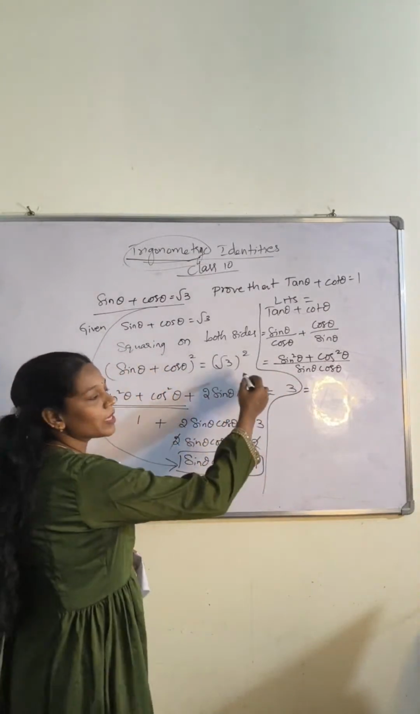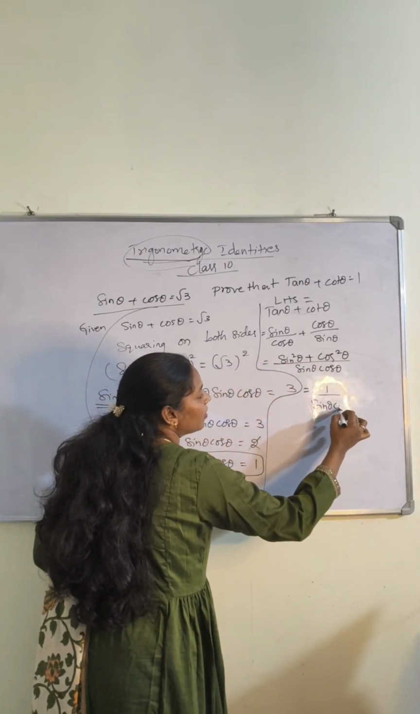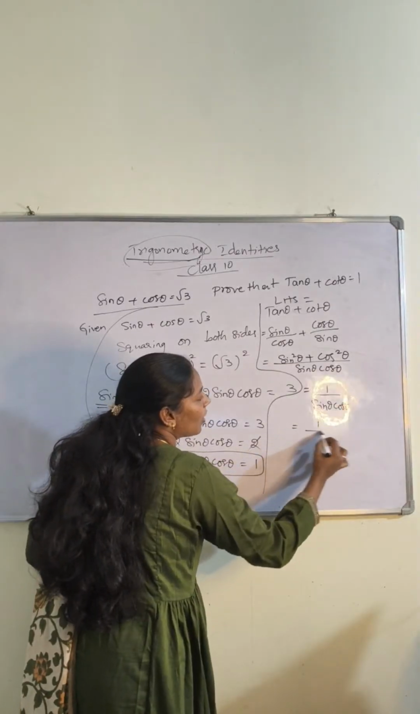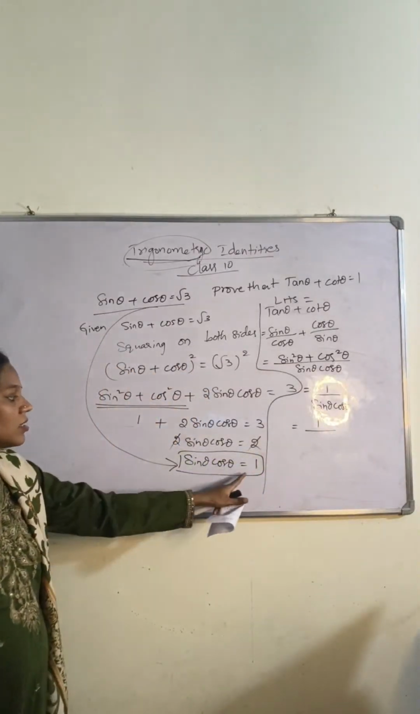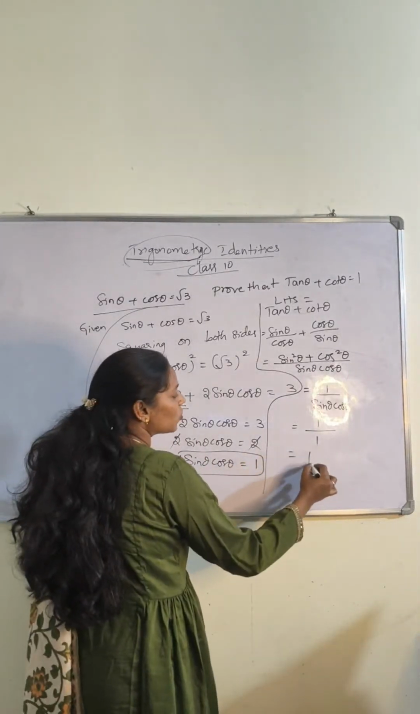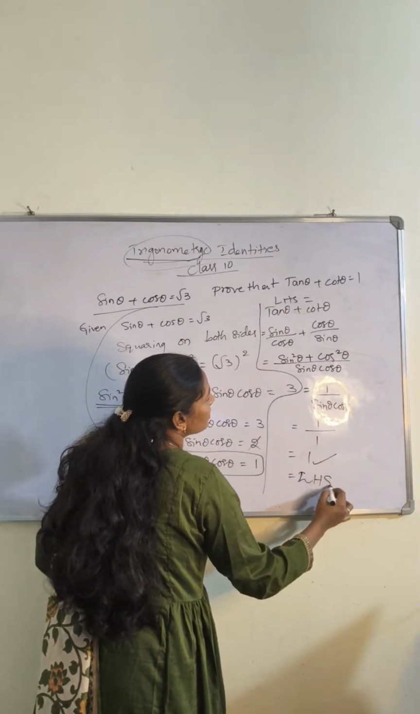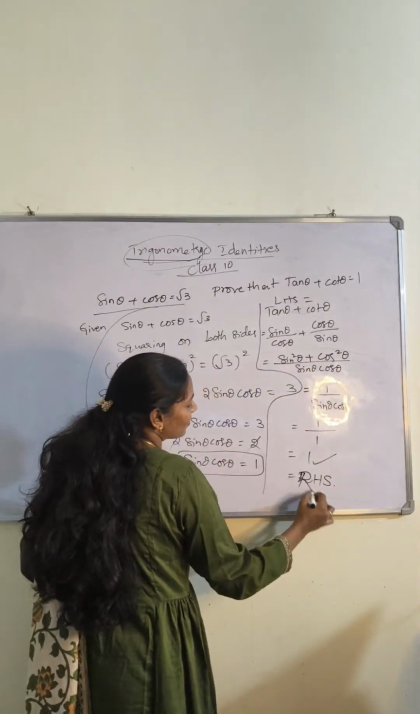Yes, sin square theta plus cos square theta is one of the identities, so 1 by sin theta cos theta. What is your sin theta cos theta? What we have from the given is 1. 1 by 1 equals 1. That is what they have asked for, which is your RHS.